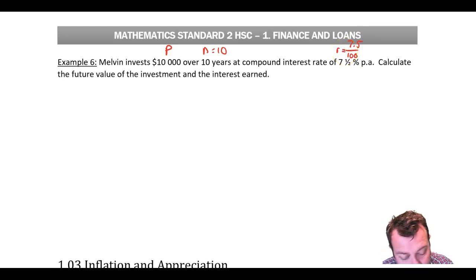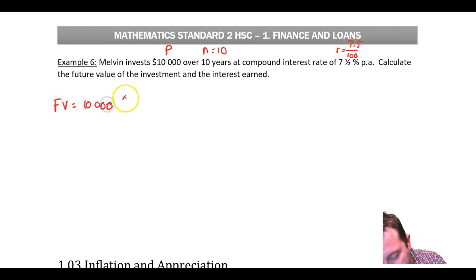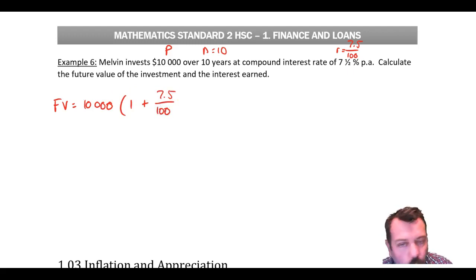Wonderful, and I've just got to calculate the future value. Now, the interest earned, that's not very complicated. Two parts to this question, because it says to calculate this and that. That's fine. So first of all, our future value is equal to 10,000 outside of 1 plus 7.5 over 100. And if you like, you can go straight to 1.075. Once you've done a few examples here, you'll probably see that's the fastest way to do it, to the power of 10.